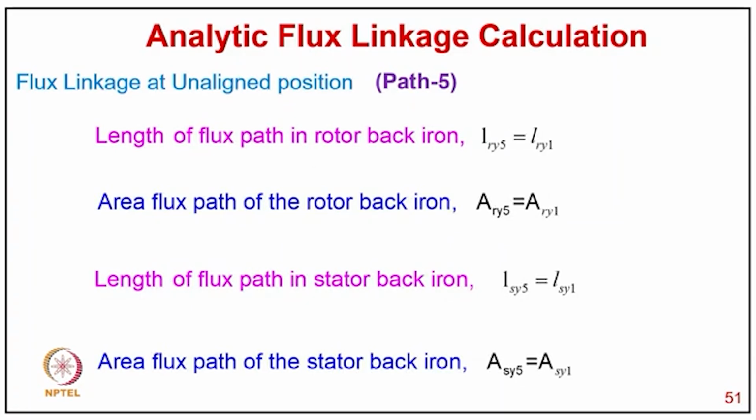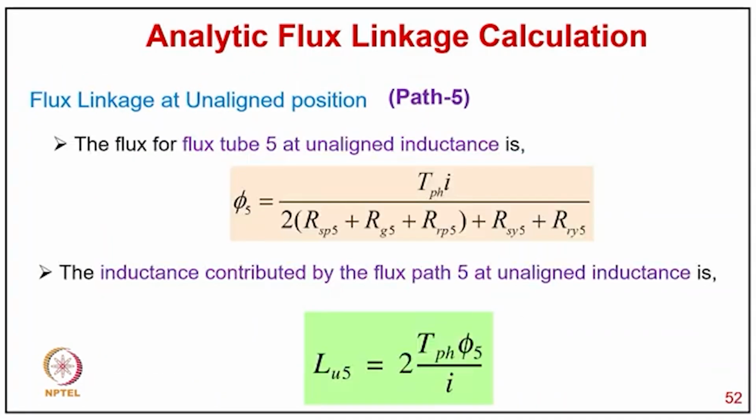And now the length of flux path in the rotor back iron LR5 equal to LR1, the area of flux path in rotor back iron AR5 equal to AR1, and the length of flux path in stator back iron LS5 equal to LS1, and the area of flux path of stator back iron AS5 equal to AS1. Now the flux for the flux tube 5 at the unaligned position phi 5 equal to (T phi) into I divided by 2 in bracket (RSP5 plus RG5 plus RRP5 plus RS5 plus RY5). The inductance contributed by flux path 5 in unaligned condition LU5 equal to 2 T phi 5 divided by I.